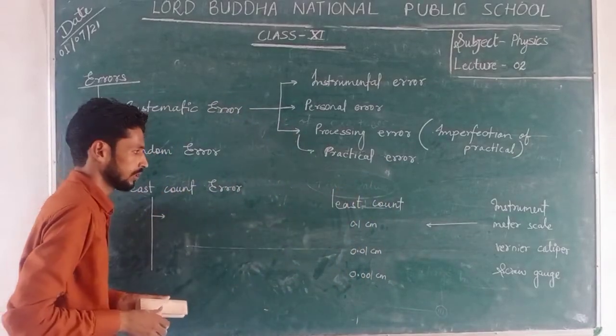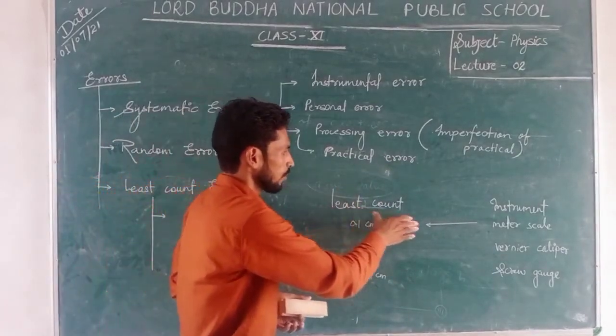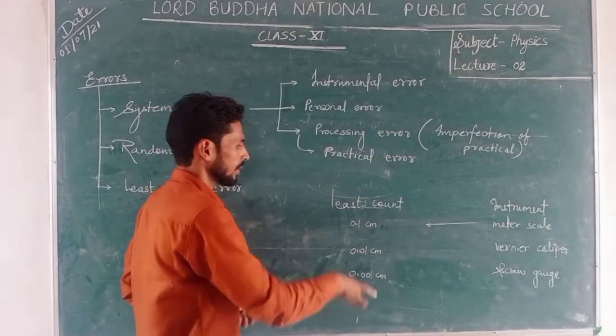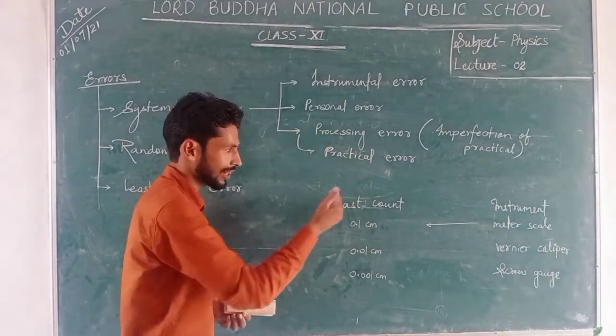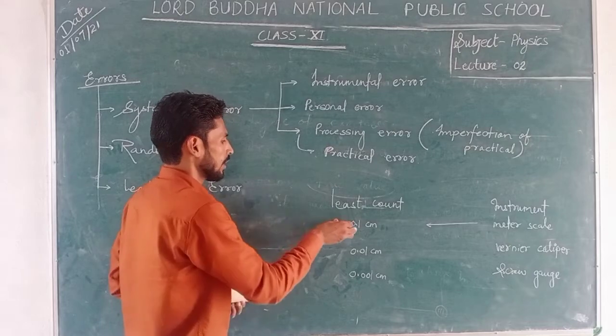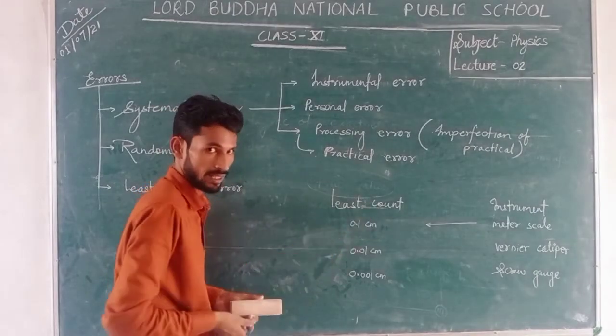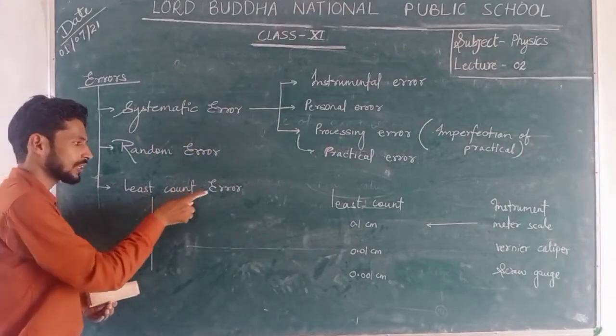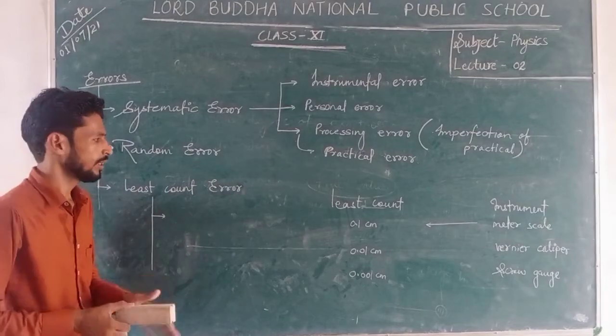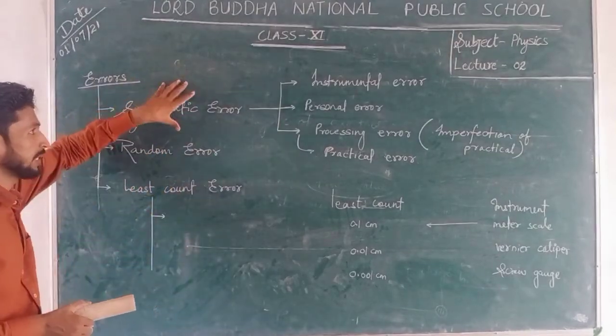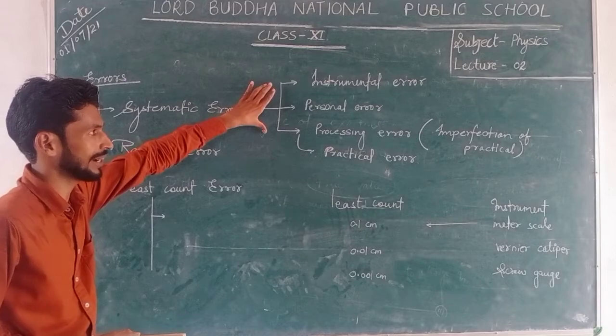This least count: if we are taking a meter scale and we are taking the least count of that instrument, if it is not exact, then there will be a least count error. Clear? So here you have systematic error.